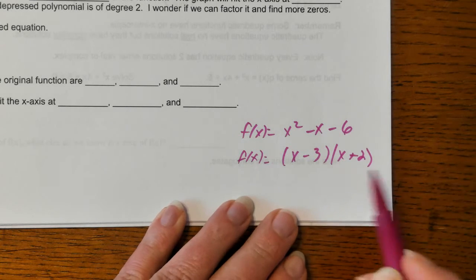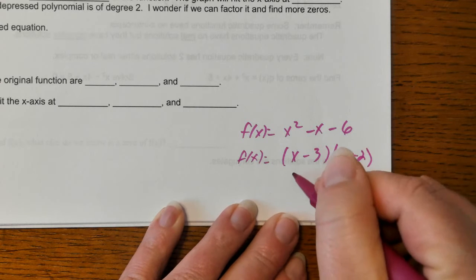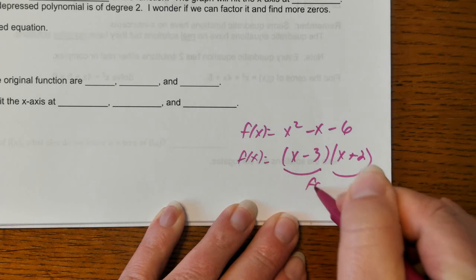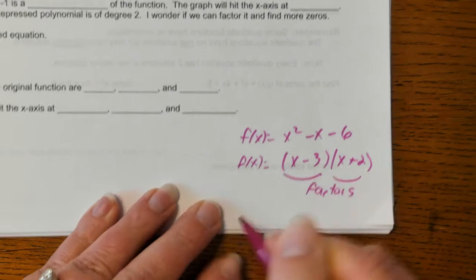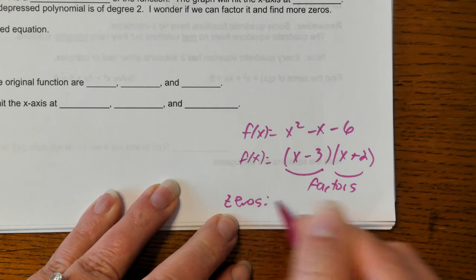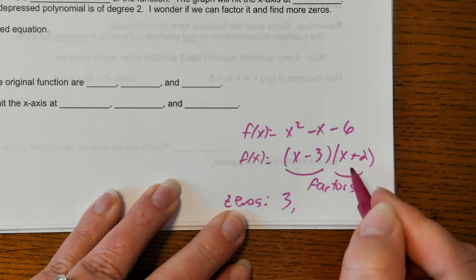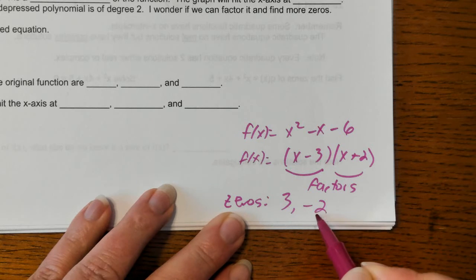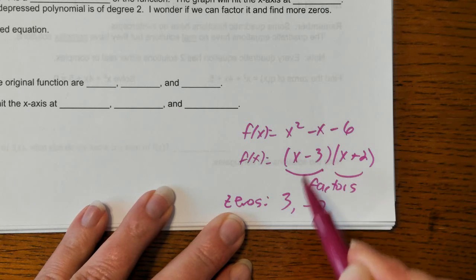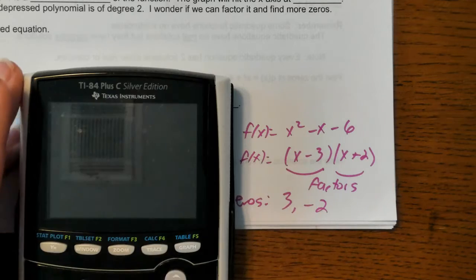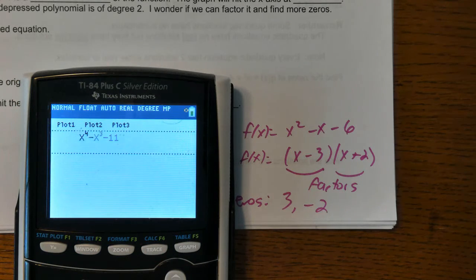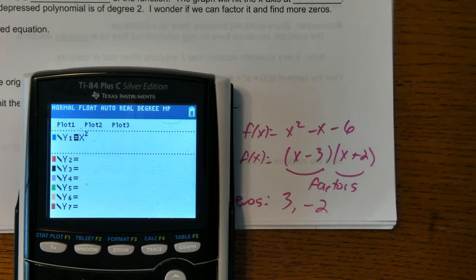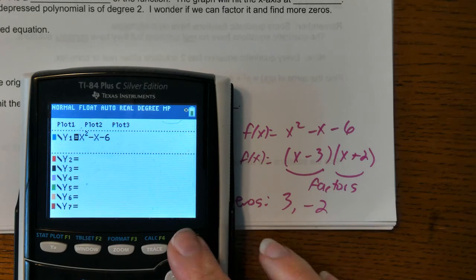So the zeros of this function, so these are the two factors, are positive 3 and negative 2. If x plus 2 is the factor, the zero is negative 2. If x minus 3 is a factor, then positive 3 is a zero. So notice what happens when I graph that. And it doesn't matter whether I put it in the original form or in the factor form, either way.